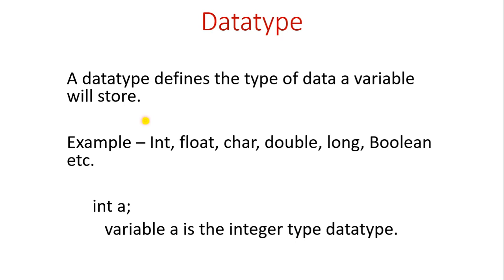In this video we will learn about the data type in Java. So what is a data type? A data type defines the type of data a variable will store. Which type of data the variable will store, that defines the data type. The examples of data types are int, float, char, double, long, boolean, etc.